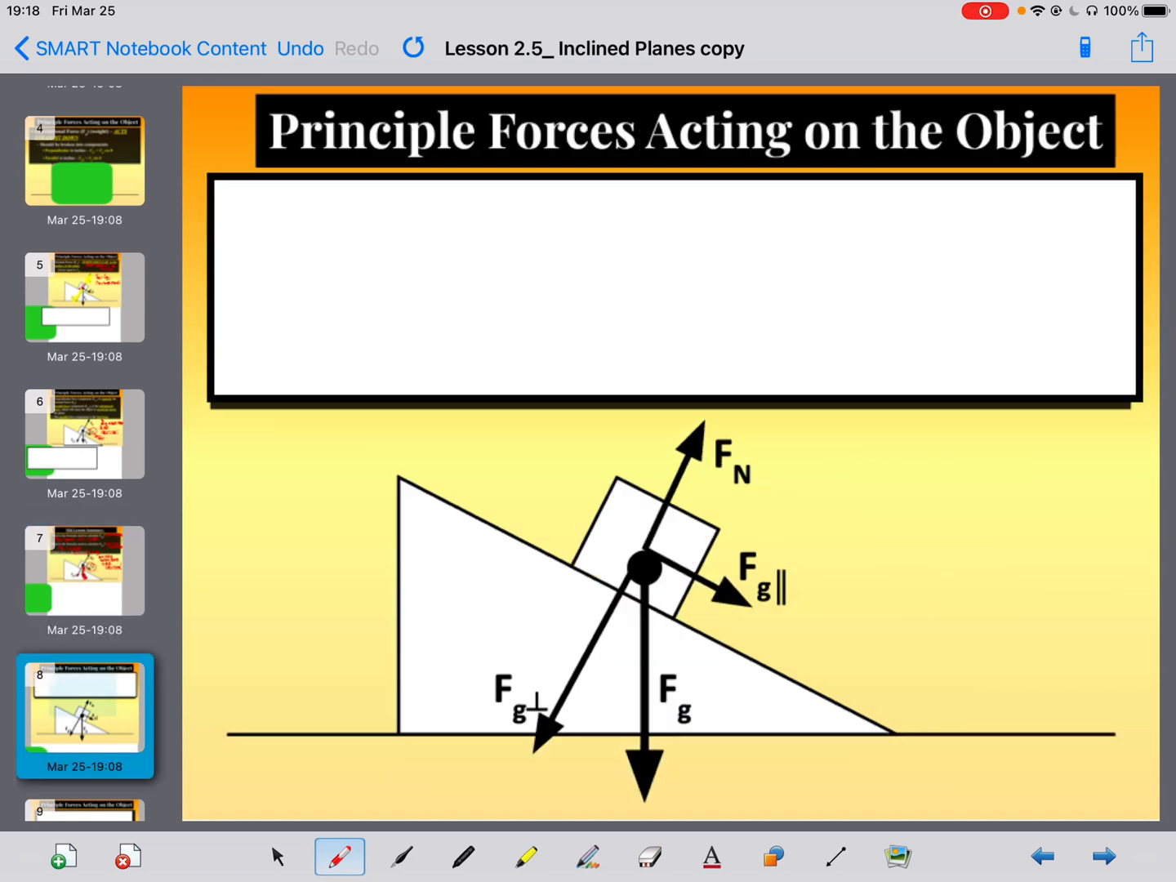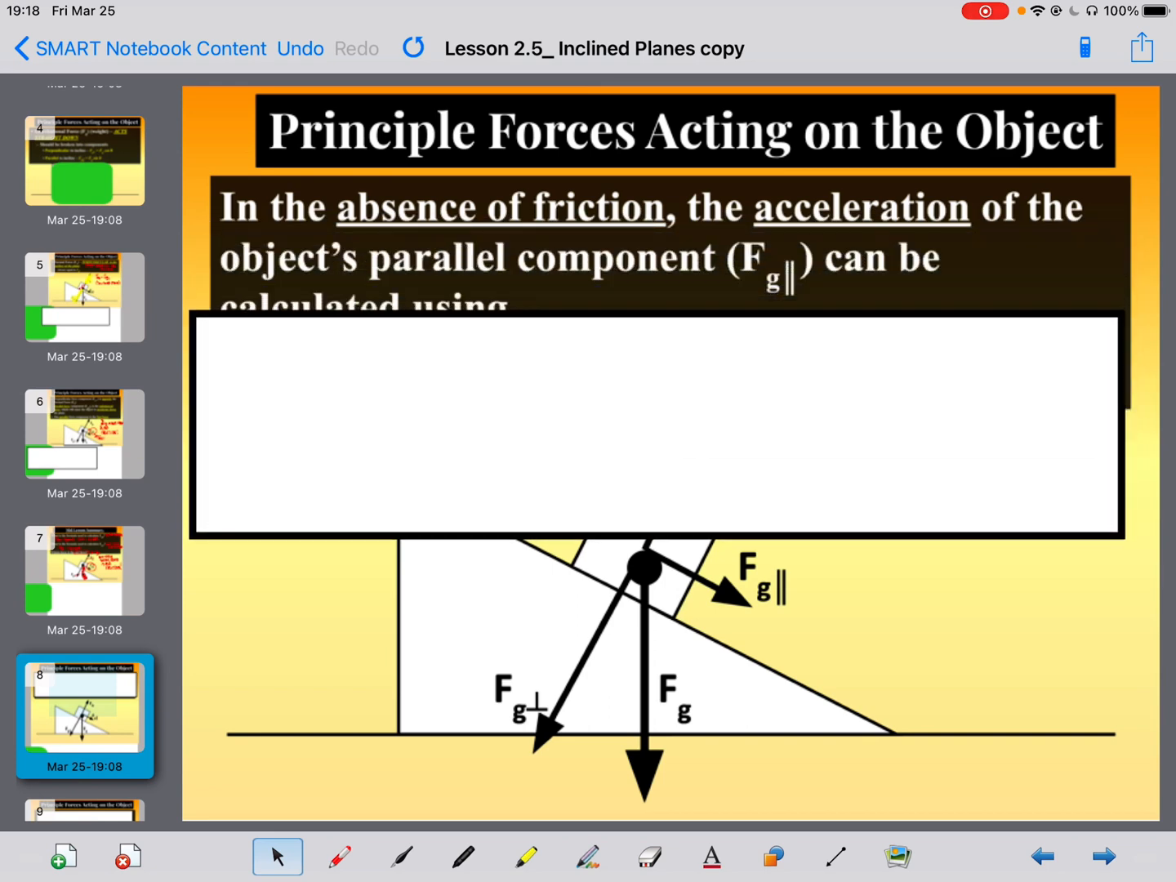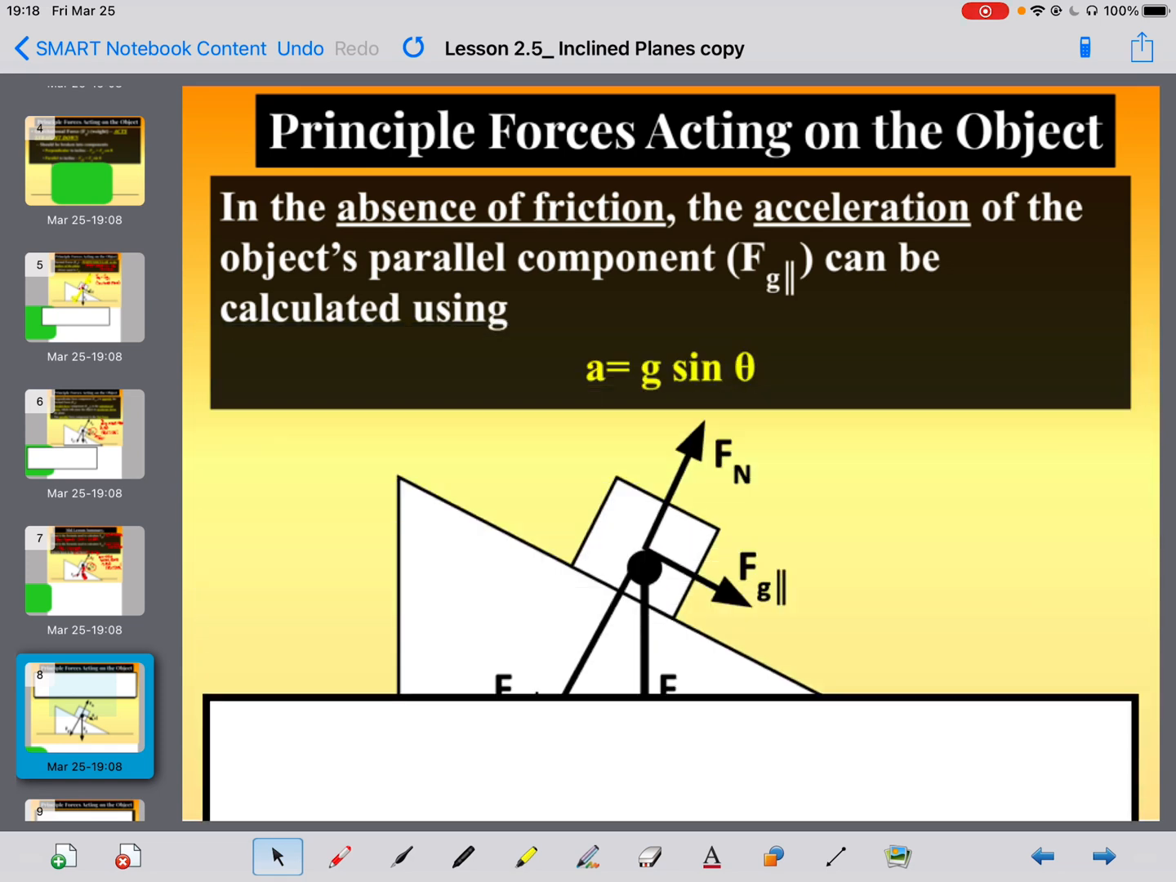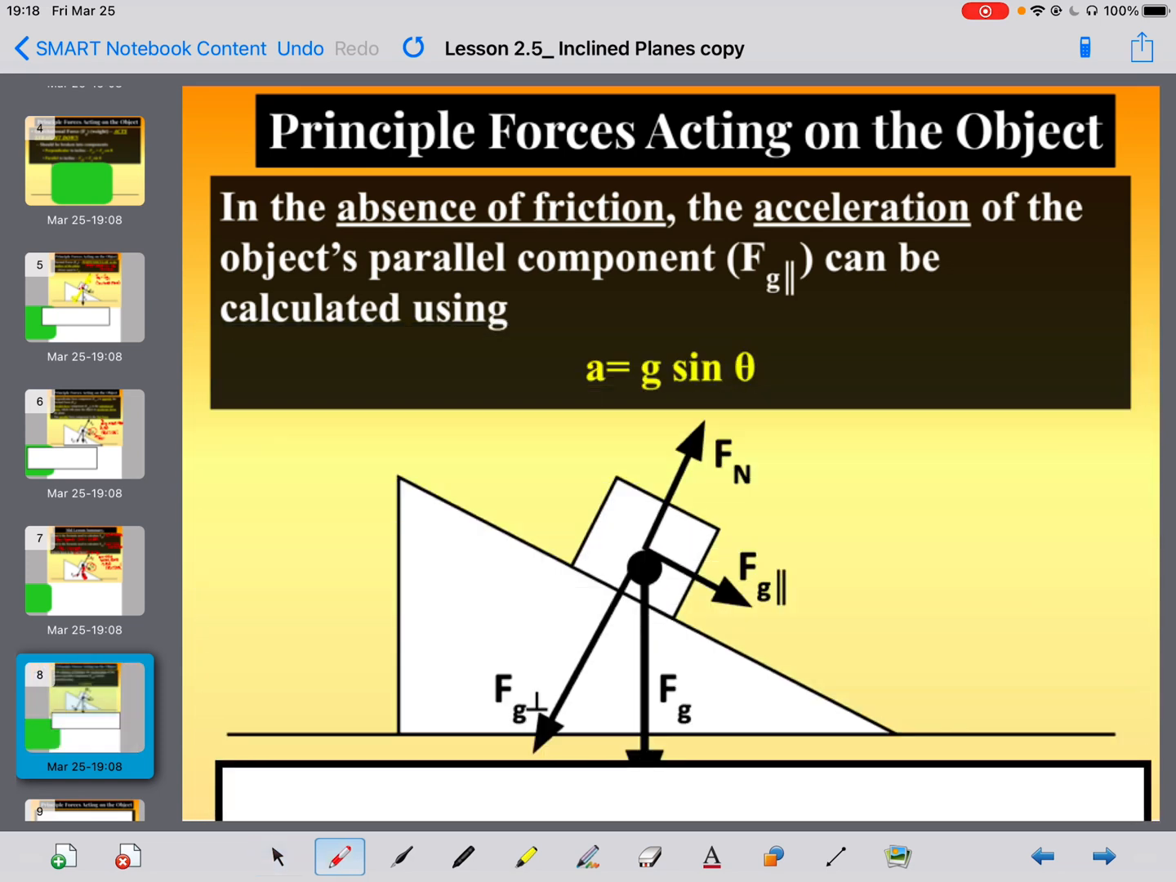So in the absence of friction, we know that there is going to be an acceleration because there's going to be some unbalanced force. So when that happens, we say that because of the absence of friction, the acceleration of the object's parallel component, which is FG parallel, can be calculated using this formula. So this is A equals G sine theta. What A represents is acceleration, okay? G is actually a lot more specific, and I know we don't talk about it as specifically as we should in class, but G, if you recall from your reference table, is acceleration due to gravity, okay?